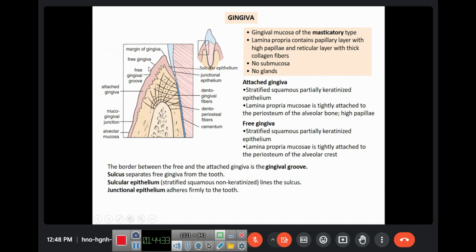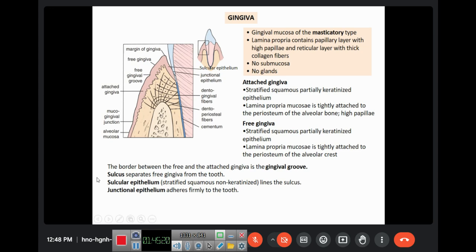Free gingiva is shown here. The border between the free gingiva and attached gingiva is the gingival groove. Attached gingiva includes stratified squamous partially keratinized epithelium and lamina propria mucosa. It has thick bundles of collagen fibers. Free gingiva also has stratified squamous partly keratinized epithelium and lamina propria with bundles of collagen fibers which go in different directions, attaching the free gingiva both to the tooth and to the alveolar bone.